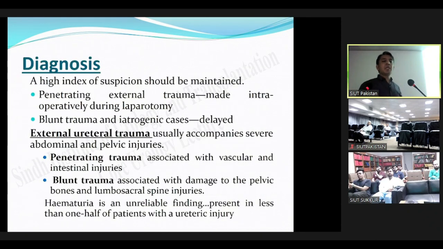For the diagnosis of ureteric injury, a high index of suspicion should be maintained. Penetrating external trauma is diagnosed intraoperatively during laparotomy, while blunt trauma and iatrogenic causes are much of the time presented with delay. External ureteral trauma usually accompanies severe abdominal and pelvic injury. Penetrating trauma is associated with vascular and intestinal injury, while blunt trauma is associated with concurrent abdominal or pelvic injuries. Hematuria is an unreliable finding and is present in less than one half of patients with ureteric injury.